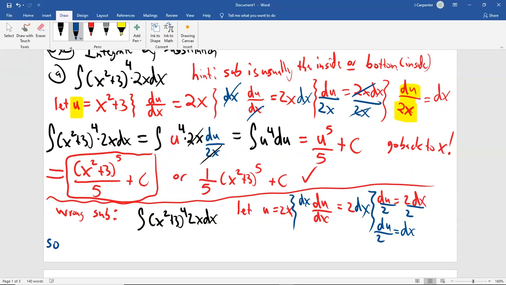So our integration of x squared plus 3 raised to the fourth times 2x dx is going to become, well, the first bit, this x squared plus 3, I didn't see anything about that over there, so we have to leave it alone, including its fourth power. U, we said, was 2x, so this thing right here, that's going to be our u.